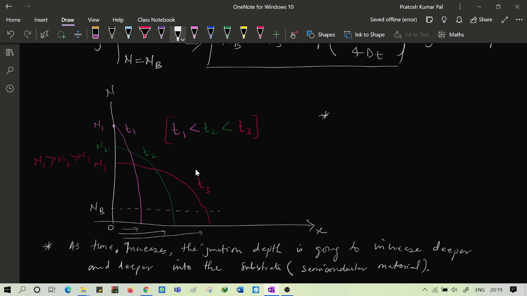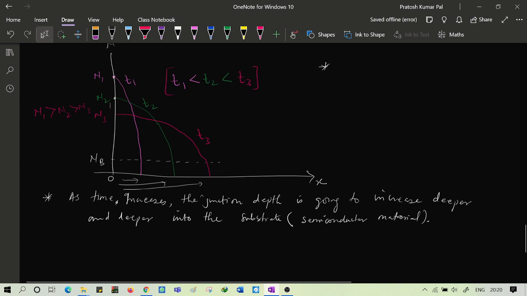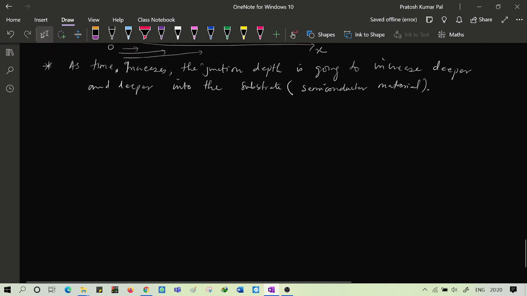For the T1 time period, the first diffusion is taken for a smaller time period. Then for the second diffusion, the surface concentration is lower than the initial N1 value. Again for the T3 time period, it is lower than the N2 value. So the concentration is going to reduce once a diffusion has taken place. When the other diffusion takes place, the initial concentration will be reduced. It will not be a constant value.